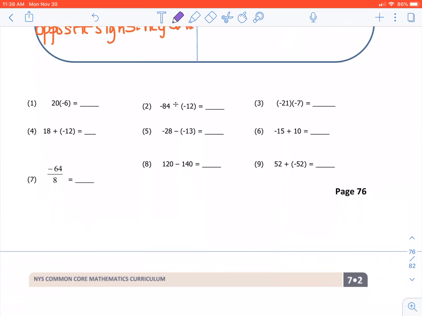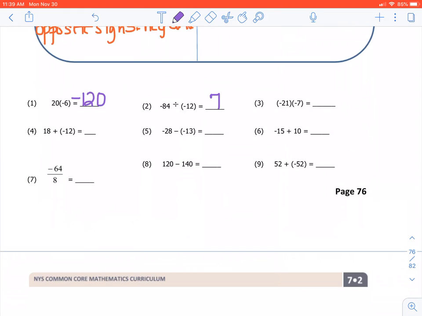So first one, 20 times negative 6, parentheses mean multiplication. So 20 times 6 is 120. Now opposite signs means our answer is negative. Number 2, okay, we have negative 84 divided by negative 12. Now, when I do 84 divided by 12, I get 7. These are same signs, so it's going to be a positive 7.